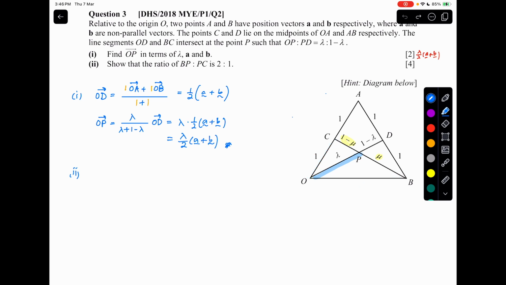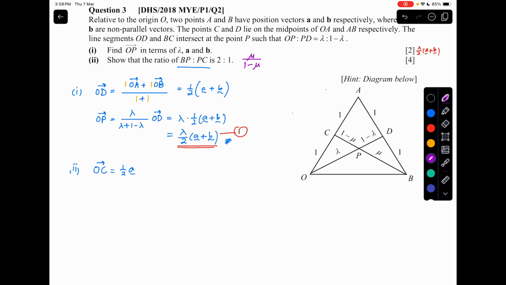Technically, it is also a combination of OB and OC. Okay, so for part 2, I will just highlight these 3 lines so that we can really see what's going on. Technically speaking, let's find out what OC is first. OC is going to be equal to half OA, so half vector A.